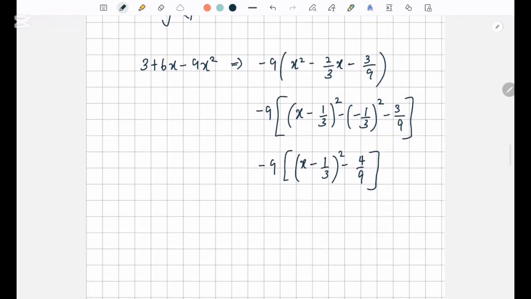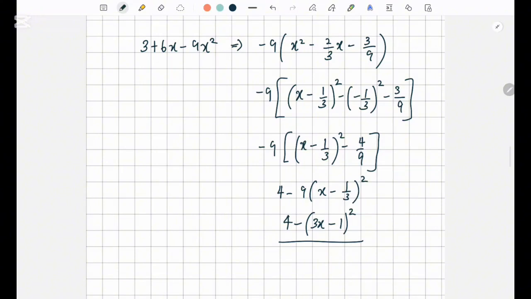Now you expand the brackets and you get 4 minus 9 into x minus 1 over 3 in brackets squared. Now if you want to take 9 inside the brackets, it's going to be 4 minus, and when 9 goes inside the brackets of a squared term, you should know it's going to be square rooted. So it's going to be x minus 1 over 3 in brackets into 3. So it's going to be 3x minus 1 squared. So this right here is the completing square format of 3 plus 6x minus 9x squared.